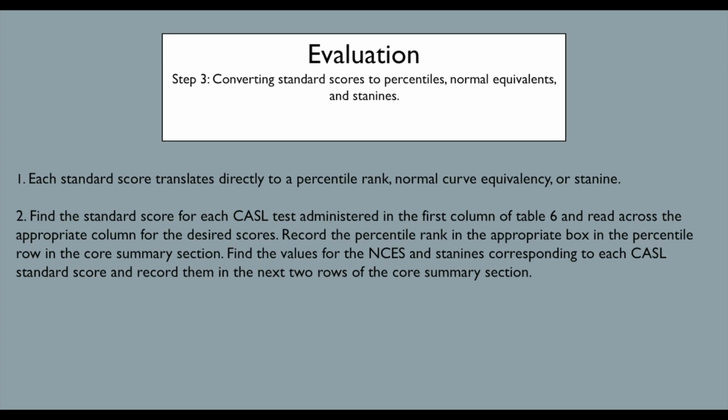Step 3, converting standard scores to percentiles, normal curve equivalents, and Stanines. Number 2, find the standard score for each CASL test administered in the first column of Table 6 and read across the appropriate column for the desired scores. Record the percentile rank in the appropriate box in the percentile row in the score summary section. Find the values for the NCEs and Stanines corresponding to each CASL standard score and record them in the next 2 rows of the score summary section.